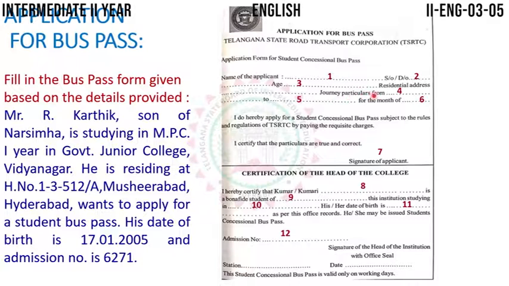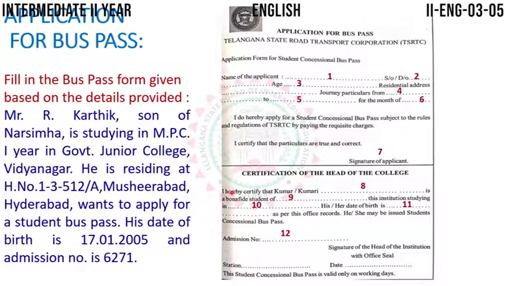Okay. Journey particulars: from where he wants to take his bus, that is from Mushirabad. From Mushirabad, 4th column will be Mushirabad, up to, 5th column will be Vidyanagar. For the month of, it is not given, so you can mention any month, right? Next, signature of the applicant. Who is applying for this bus pass? Karthik. So Karthik's signature should be in the 7th column.